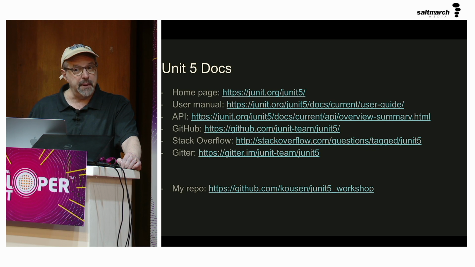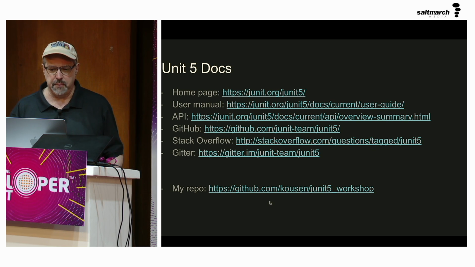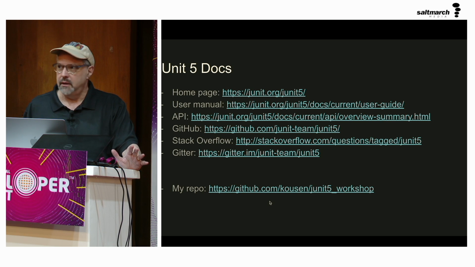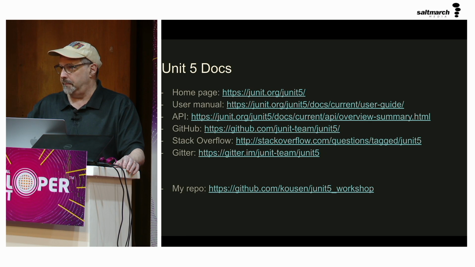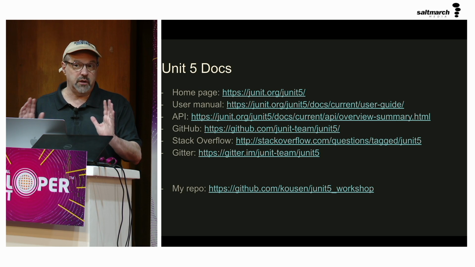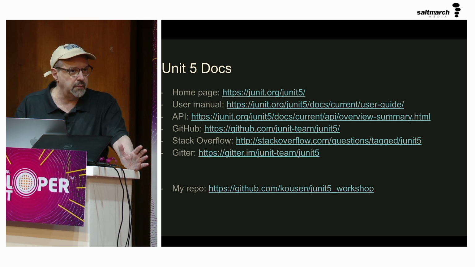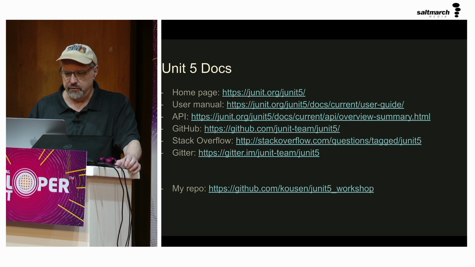Now, the code I'm about to show you is in this GitHub repository, the one at the bottom. My account is under my last name, Kousen, and the name of the repository is junit5_workshop. I use that when I teach training classes and everything. I'm just going to show you a bunch of examples out of it. But that's where all the code is. You can go there anytime you like. If I make any changes, I'll just update it, and keep doing that periodically to make sure I'm working with the latest version of everything.